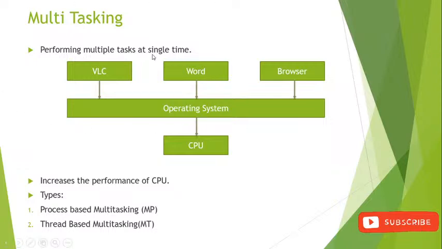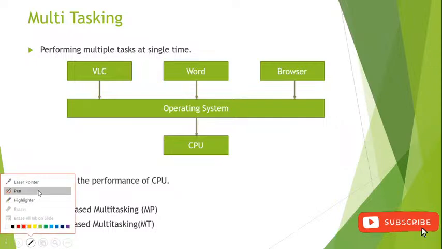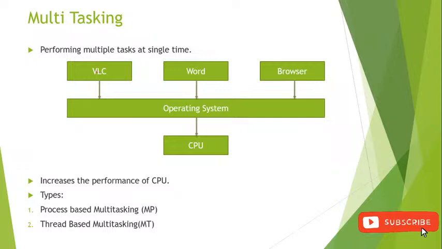If you observe the diagram, we are executing VLC, Word, or browser at the same time. There is the operating system and the CPU. The CPU is the only one responsible for executing any task. VLC is not executing in the operating system, VLC is executing in the CPU. Whenever any task comes to the CPU, that task is in executing state. Every task, if it wants to execute, must come into the CPU and execute there only.